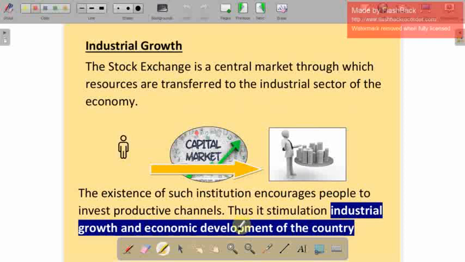And next one, industrial growth. The stock exchange is a central market through which resources are transferred to the industrial sector. What are the resources? The resources are the funds. The funds, through the central capital market, will be transferred to the industrial sector. So if the company grows, at the same time the economic development also grows. So that is industrial growth. The resources of the people are transferred to the industrial sector, so the industry will grow, and at the same time the development of the country, the economic development, also grows. So that is industrial growth.